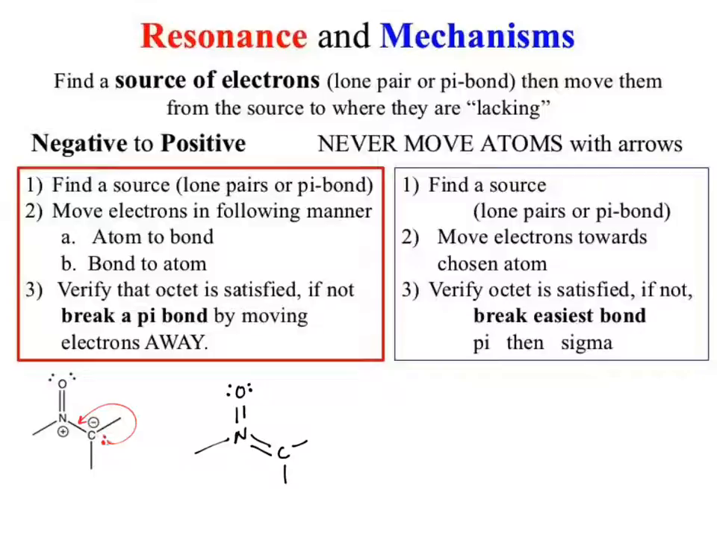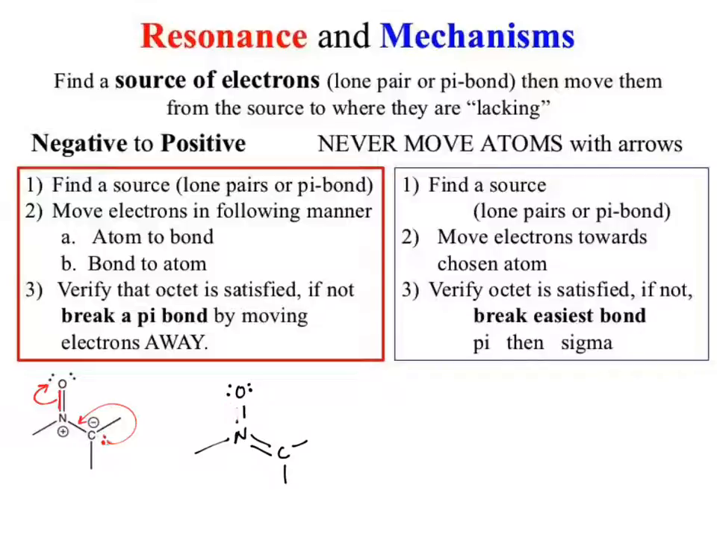Where is there a pi bond around that nitrogen? Between the nitrogen and the oxygen and the nitrogen and the carbon. If I move the pi bond between the nitrogen and the carbon, where would I move it? Back to the carbon, which takes me backwards. So that's not helpful. Let's try the other one. What happens if I take the electrons in that bond and move them to the oxygen? What is the result?